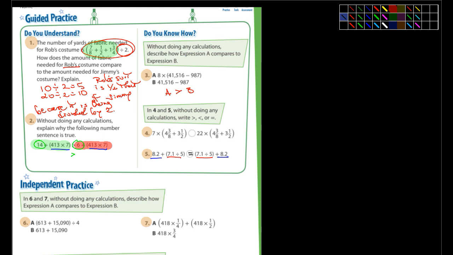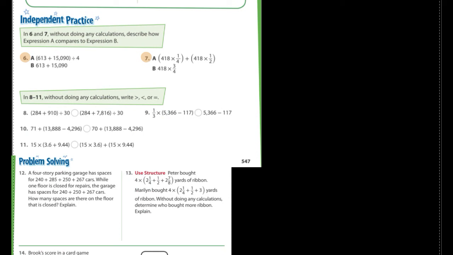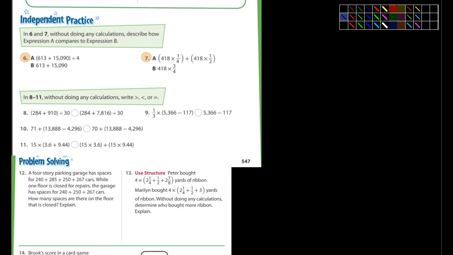Okay. Let's move down a little bit. Let's see here. 6 and 7. I think you guys can do those. Again, just put greater than, less than, or equal to. And then you guys can also do 8 and 9 and 10 and 11, 12 and 13. Let's take a look here.